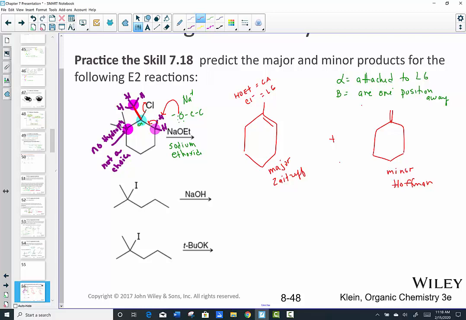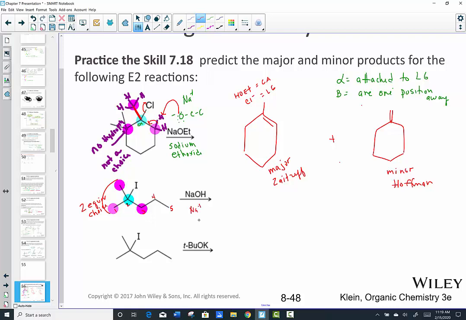Here's a next example. We have 1, 2, 3, 4, 5 carbons in that chain. Locating what we call the alpha carbon. The alpha carbon is the carbon attached to the leaving group. From there, find all the beta positions, which is 1 position away. So I've highlighted the beta position. Do you see that these two are equivalent? They're just both methyl groups. So I really have 2 competing positions between carbon 2 and 3 and between carbon 1 and 2.